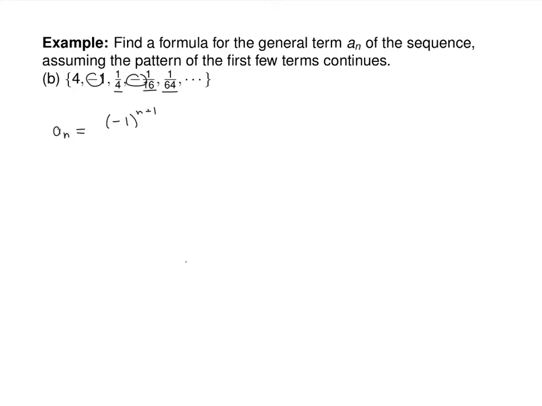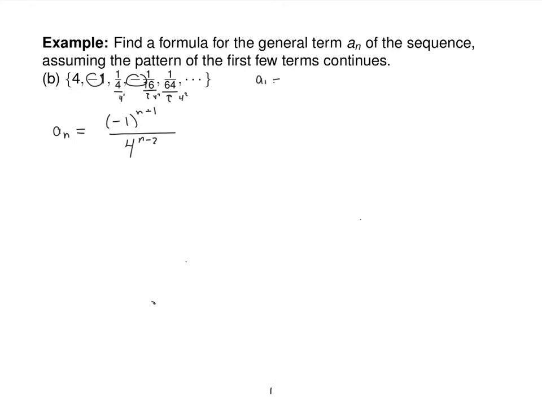Okay, so then denominators. So this is the fifth term, and it appears to be 4 to the third. And this is the fourth term, it appears to be 4 to the second. So this could be 4 to the power of n minus 2. So think 4 to the third, 4 to the second, 4 to the first. And let's see if that works out for the other terms as well.